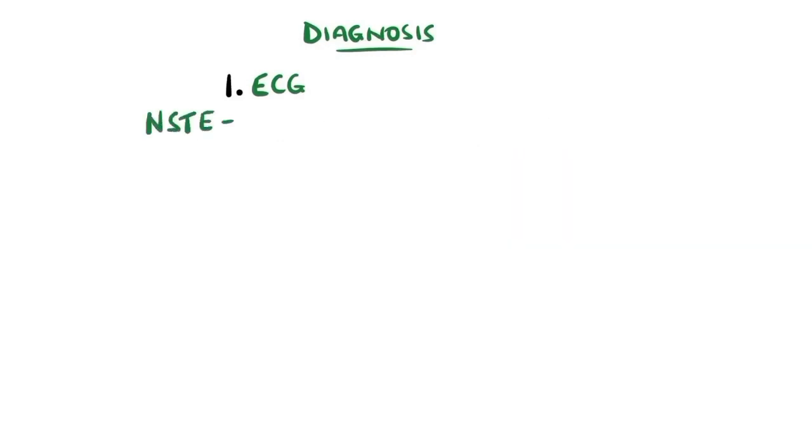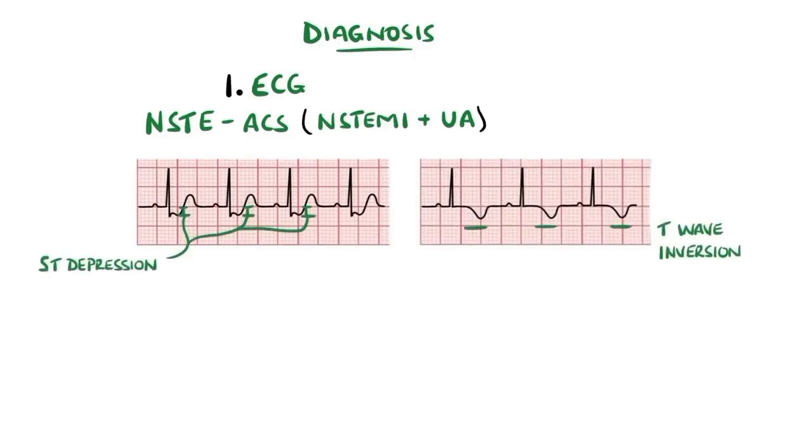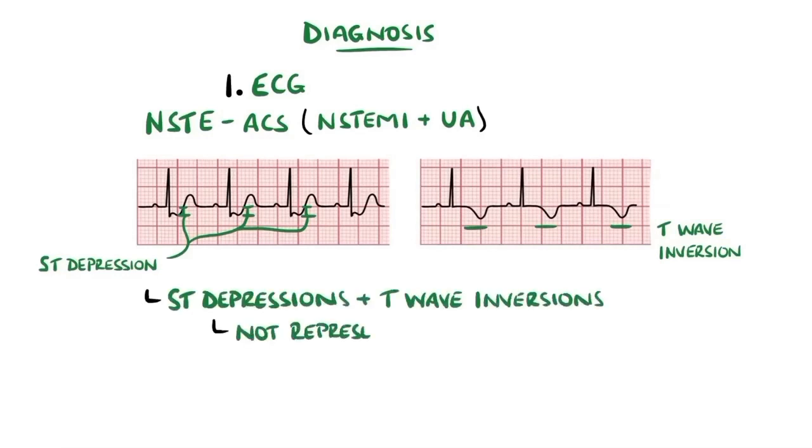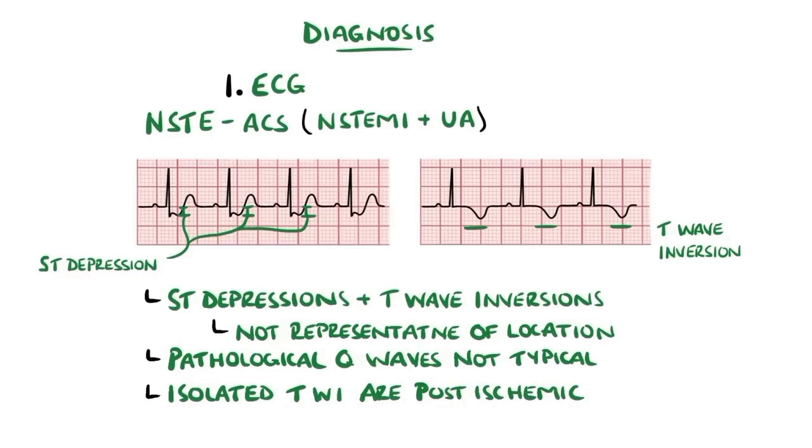In non-ST elevation acute coronary syndrome, which includes both NSTEMI and unstable angina, the hallmark is ST depressions and T-wave inversions. In contrast to STEMI, these changes do not necessarily represent the affected vessels. Q waves are typically not present, and this also coincides with the fact that NSTEMIs are smaller infarctions than STEMIs generally. T-wave inversions alongside ST segment changes indicate ongoing ischemia. However, isolated T-wave inversions are post-ischemic, meaning they occur after the ischemic episode.